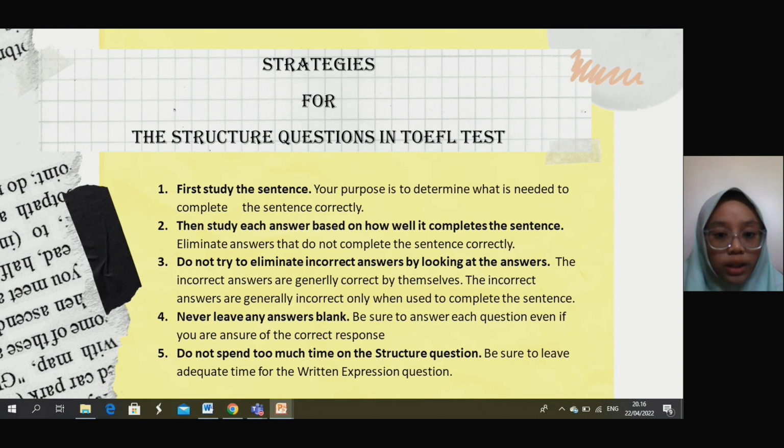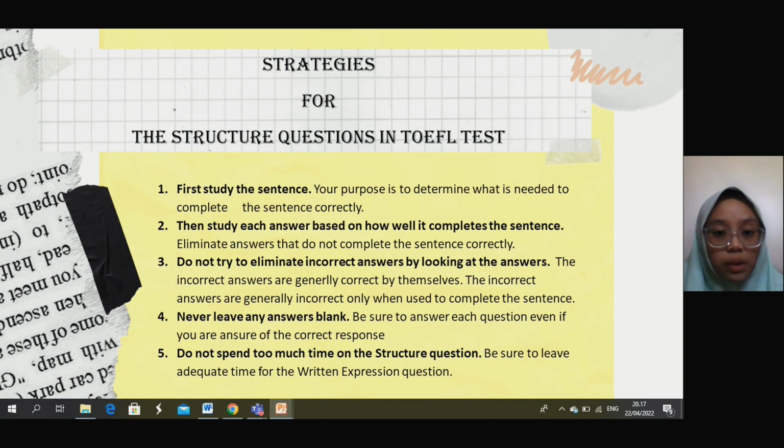And then the fourth step is never leave any answer blank. Be sure to answer each question even if you are unsure of the correct response. So, you never leave any answer blank, and when you are confused about choosing an answer, you can choose the answer by guessing or chop, but not too often.